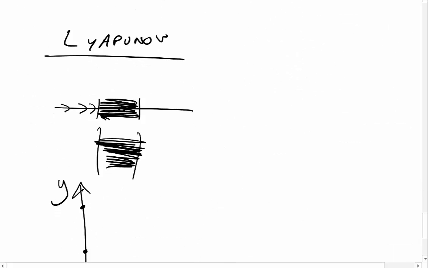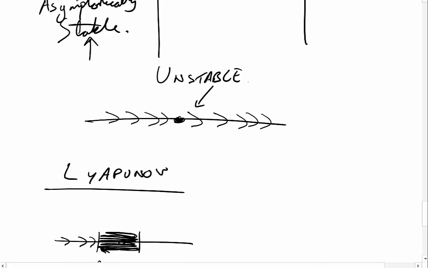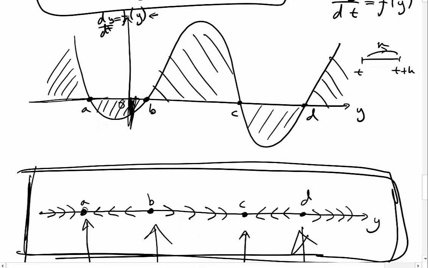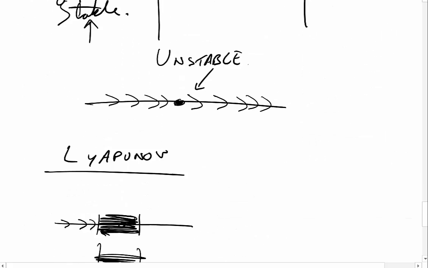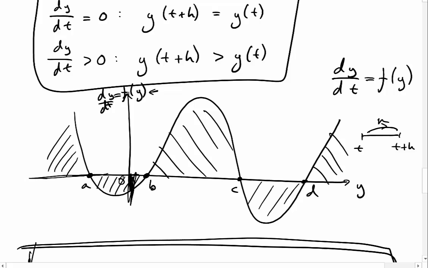We had A, B, C, and D. So here's A, here's B, here's C, and here's D. A, fairly obviously, was to the left of the equilibrium point, if you look back up here. Here's 0 on our y-axis, if you like. So on our y-axis down here, A should be on the left. Then we go B, C, D.